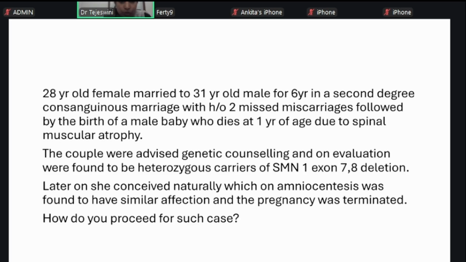I have two couples with a similar picture. One of them opted for self gametes, wherein stimulation was done for the female partner, and the blastocyst which was formed was sent for PGT-A and PGT-M. A single euploid normal blastocyst without the mutation was found, and this was transferred, resulting in a live birth.